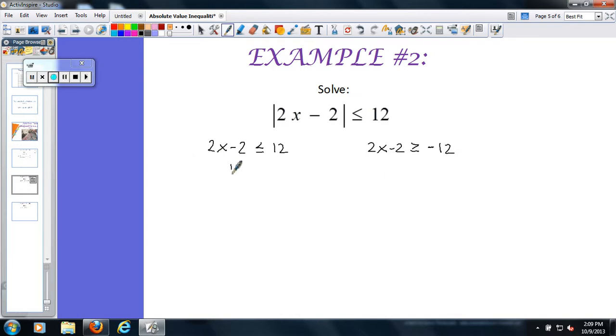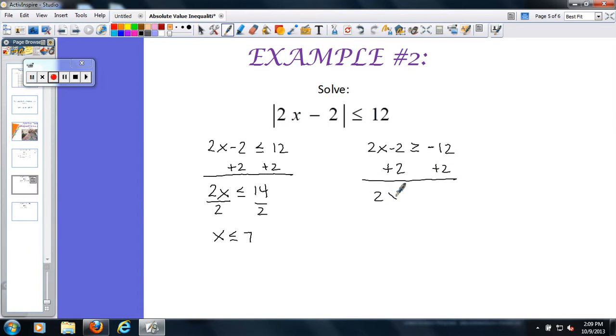And now you solve. So I add 2 to both sides. I get 2x less than or equal to 14. And now you're going to divide by 2. And you get x is less than or equal to 7. And with this equation, you're going to follow the same steps. So I'm going to add 2 to both sides. I get 2x greater than or equal to -10. Divide by 2. And I get x is greater than or equal to -5.